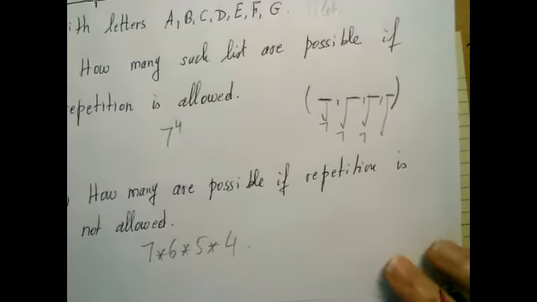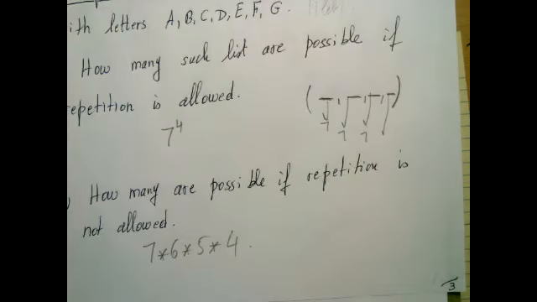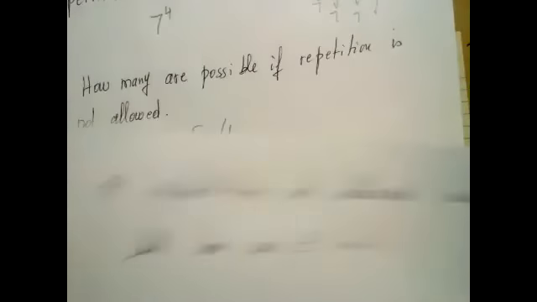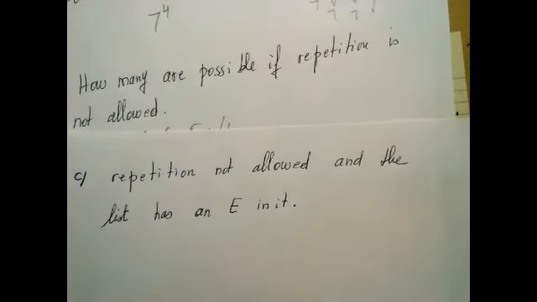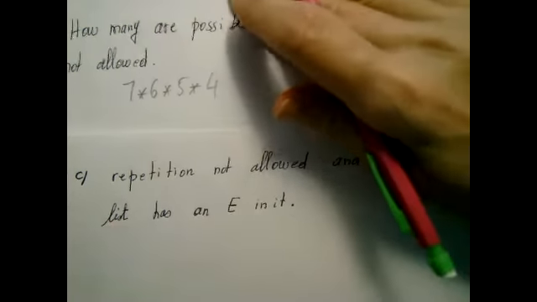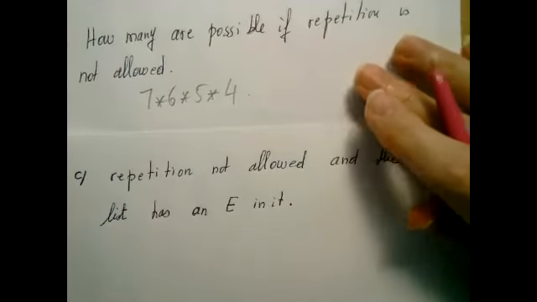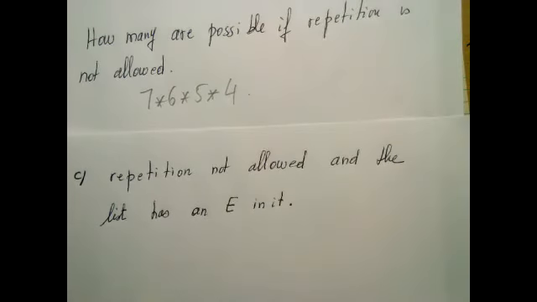Okay. Now what if I put one extra restriction on the problem? And I will tell you: repetition not allowed, and the list has an E in it. And how many ways could this be done? So I'm not allowing repetition for a reason. I will allow it later on. But this time I want the list to have the letter E in it. How many possible cases will there be?